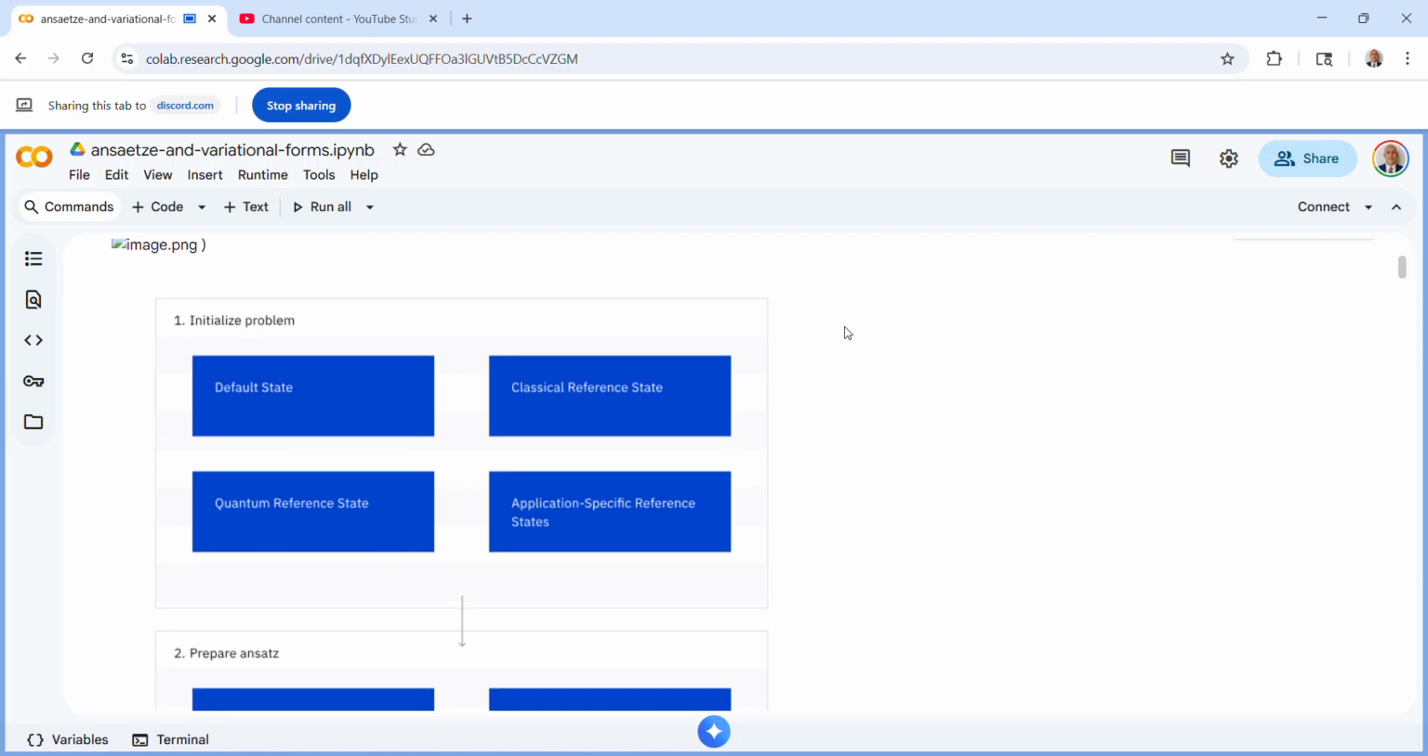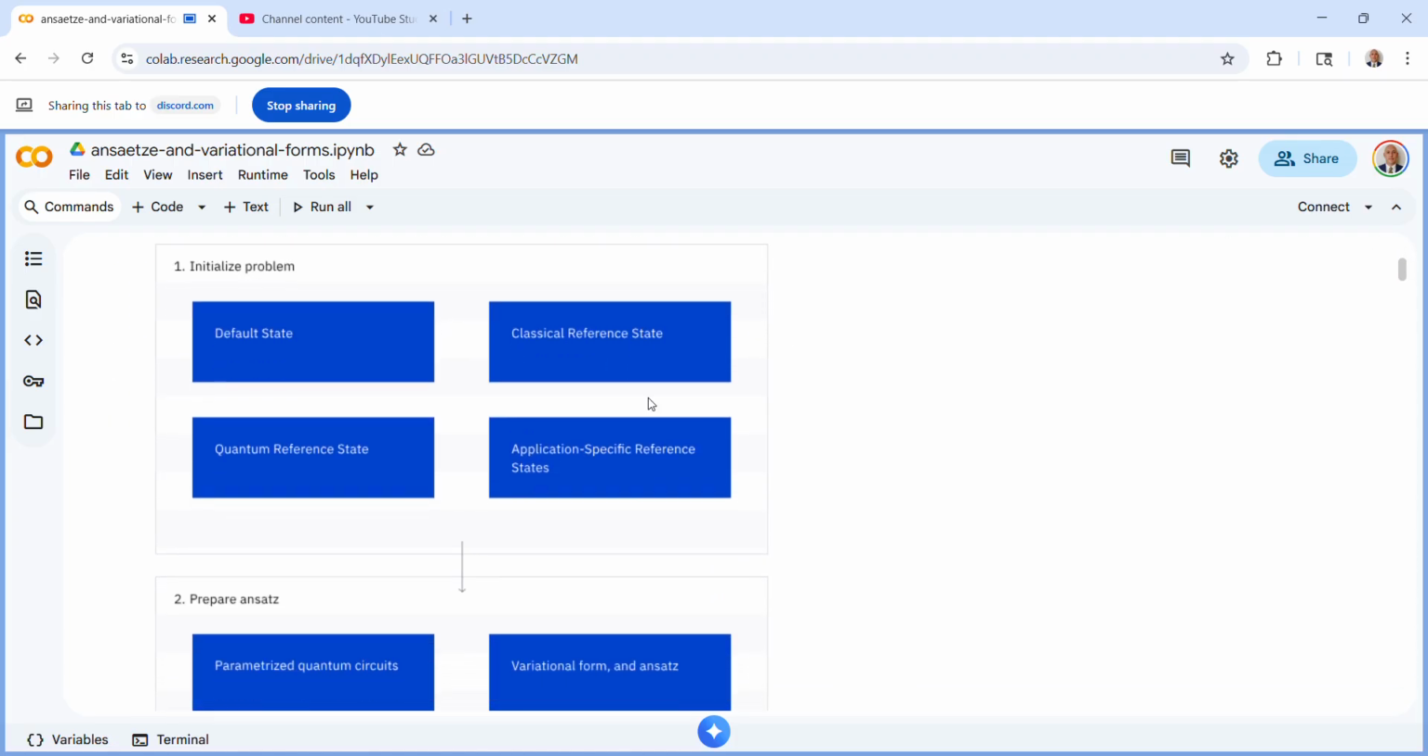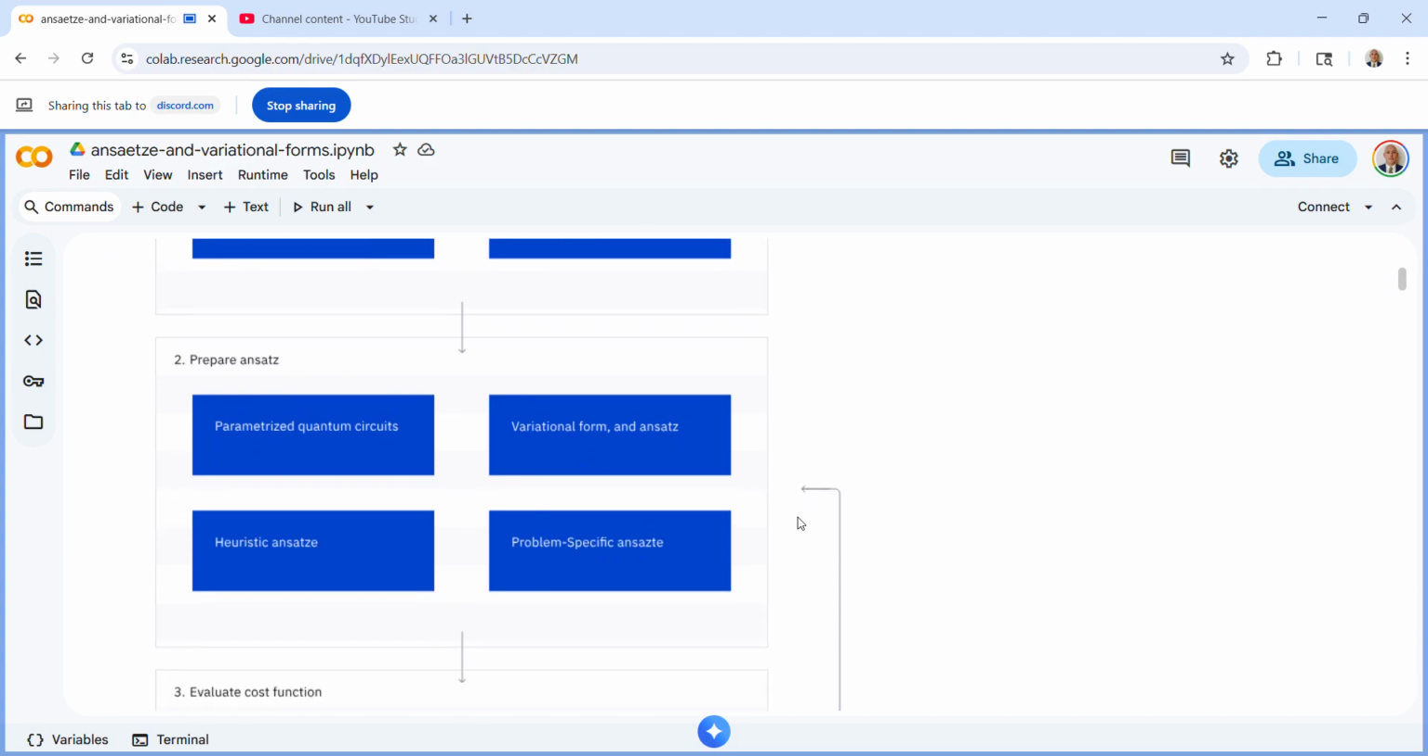So they have this little diagram. Okay, you're going to start with the default state. Your quantum circuit normally starts with all the qubits in the 0 state. Okay, and then you're going to use your classical reference state to encode your quantum reference state. Okay, you may have application-specific ways that you encode those reference states.